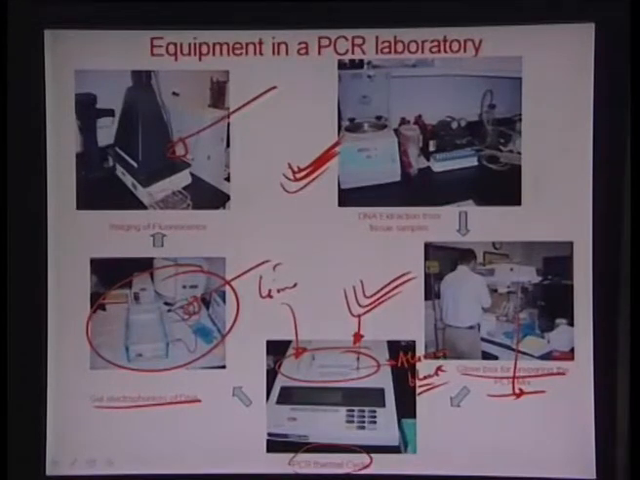This is how the whole laboratory is built up. So you have an extraction of DNA, you have a mixture preparation center, you have a PCR module, and the post PCR products you pass through a gel and then read out on this transilluminator and gel reading system.